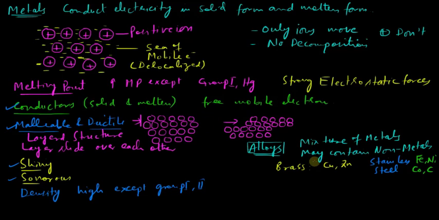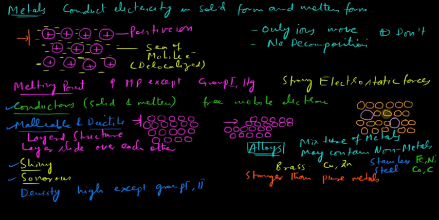Now, why do we make alloys? Alloys are stronger than pure metals. Why are they stronger than pure metals? It is because of the differences in atomic sizes. In case of brass, you have copper and zinc. The atomic radii of copper and zinc will be different. In a normal metal, all positive ions are the same size, and when you apply force, they slide. But what happens if different sized ions are present in the structure?